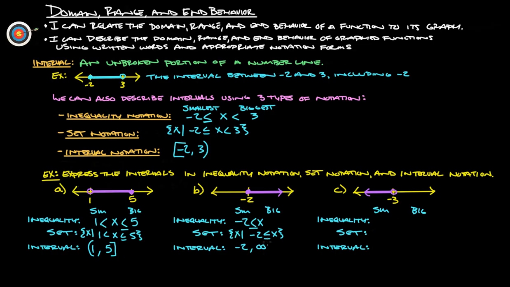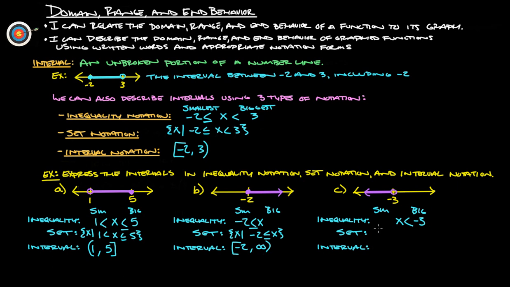You can't actually include infinity because it goes forever, so that'll always get a round bracket. Negative infinity and positive infinity will always get the round bracket. It does include -2, so that will get a square bracket. Okay. C, the smallest this ever gets to, there is no smallest, so we leave that blank. Put the x in here. The biggest it ever gets to is -3, and it is the less than sign. It does not equal it, so we just leave it as x is less than -3.